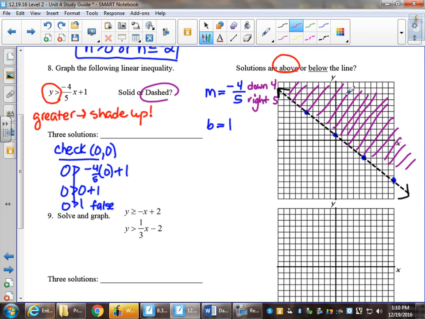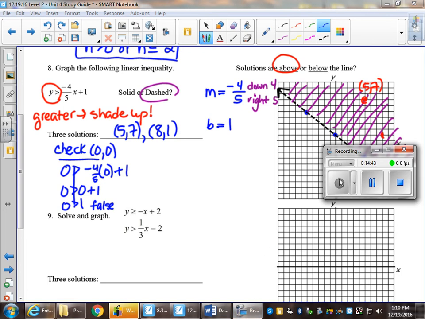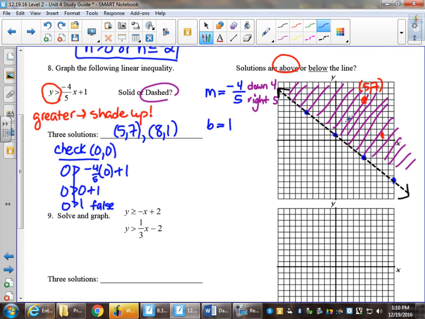When I ask you for 3 solutions, it could literally be any ordered pair in this shaded region. So maybe I pick this one. That would be 1, 2, 3, 4, 5, up 1, 2, 3, 4, 5, 6, 7. So maybe 5, 7 is one for me. Another one could be over here. That's 1, 2, 3, 4, 5, 6, 7, 8, 1. And so on, okay? So for these, I will leave those in your capable hands to pick out ordered pairs in the shaded region. I just wanted to make sure you were clear with what I meant by that.